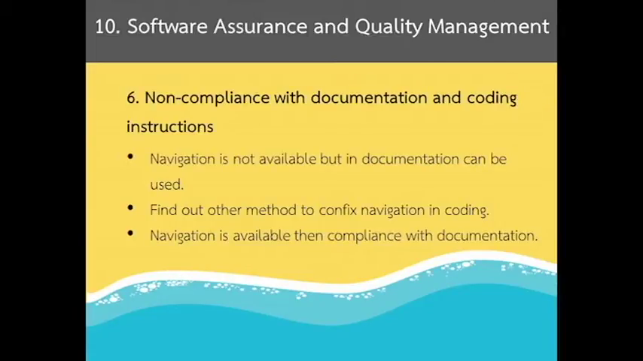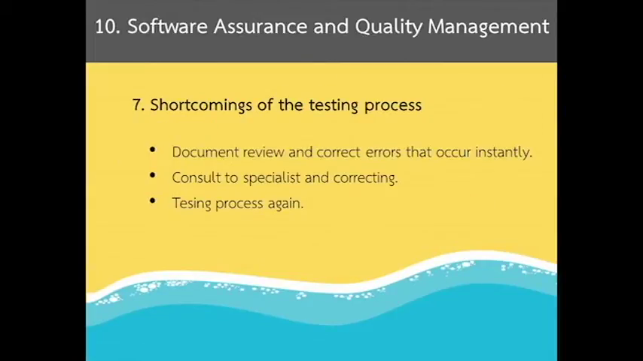6, non-compliance with documentation and coding instruction. First, navigation isn't available but in the documentation it can be used. Second, find another method to configure navigation in coding. Finally, navigation is available and compliant with documentation. 7, shortcoming of the testing process. First, review documents and correct errors that occur instantly. Second, consult specialists and correct. Finally, run the testing process again.